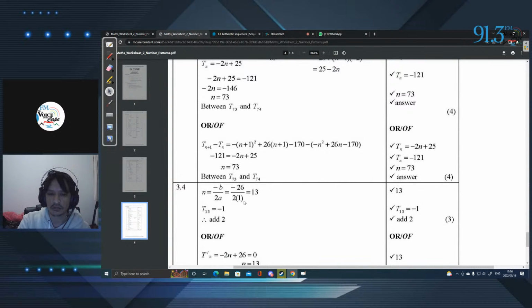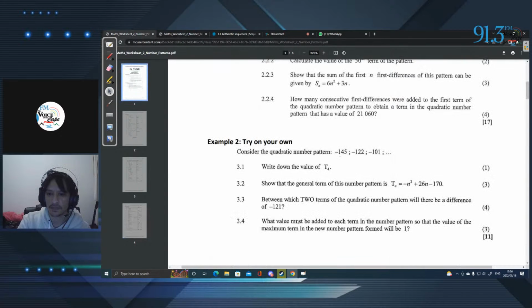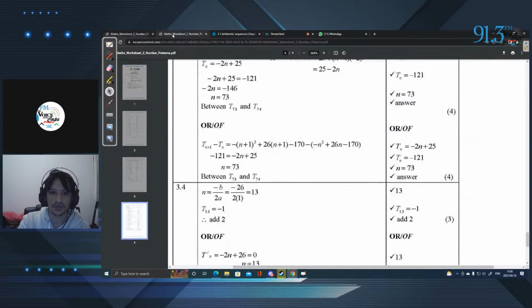How do we know it's 1? Because they told us that the maximum term in the new number pattern formed will be 1. They're telling us that over there. So it's exactly what they did. They substituted a as 1, which was the new first term in the sequence, and you find that n is equal to 13.